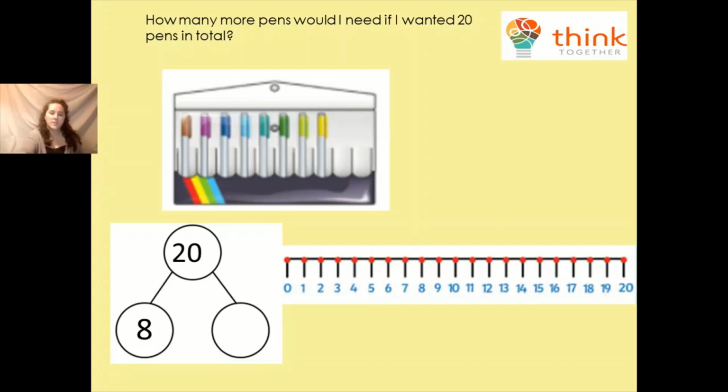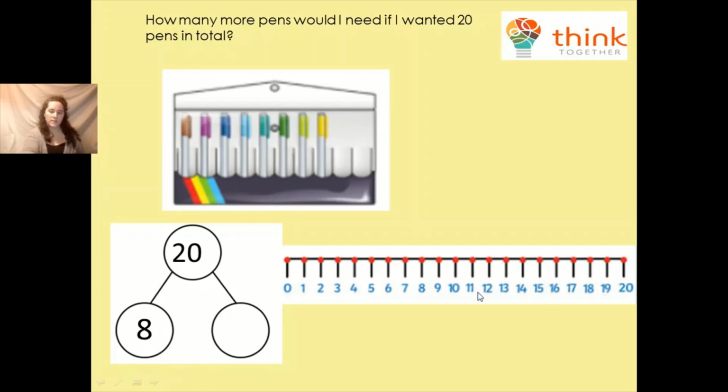So, at the moment, I can see this is actually less than 10. So I can't say this is a group of 10 and count on. I'm just going to count how many are there. Can you help me? 1, 2, 3, 4, 5, 6, 7, 8. There are 8 pens there at the moment, and I can see that in my part whole model. My whole is 20, that's the number we want to get to, and at the moment this part here is 8 because we have 8 pens.